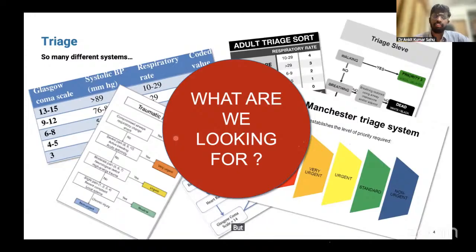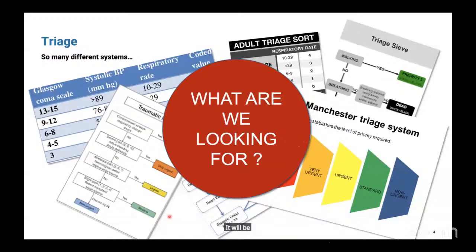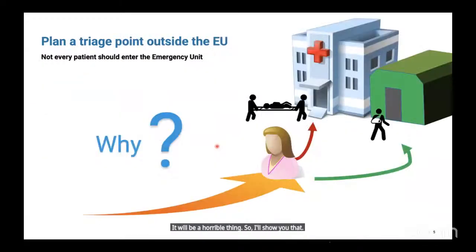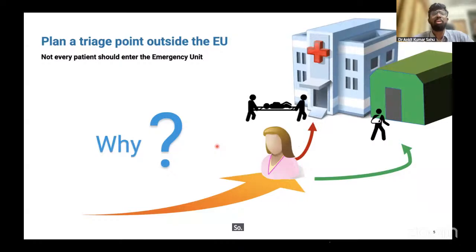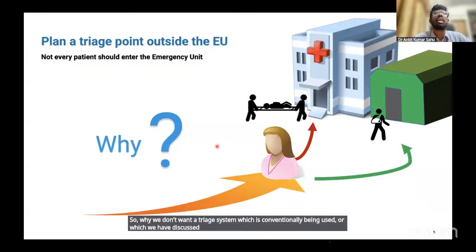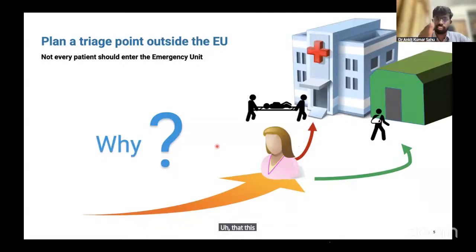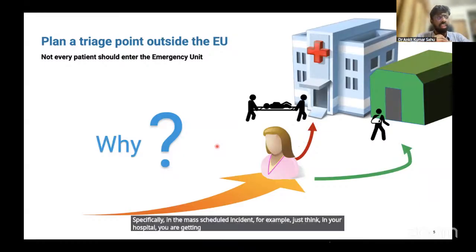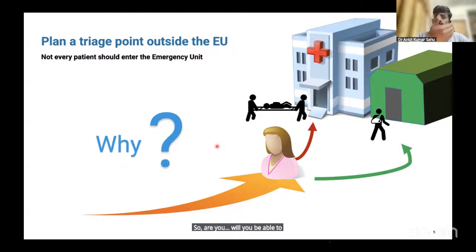But if we try to apply those triage systems in a mass casualty, it will be a horrible thing. So I'll show you that. Why we don't want a triage system which is conventionally used, where this is red, this is yellow, this is green. Specifically in a mass casualty incident, for example, just think, in your hospital, suddenly within the next 1 hour, you are getting 150 patients. So will you be able to triage every patient according to the National Triage Protocol or AIIMS Triage Protocol?